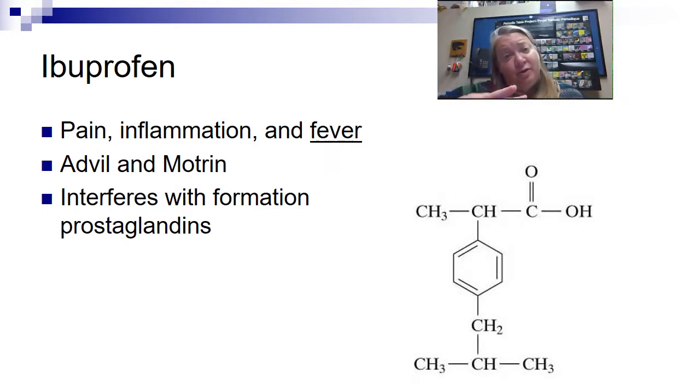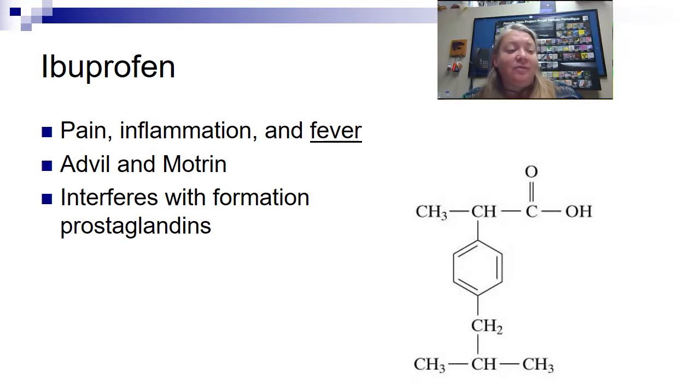Ibuprofen is the third pain reliever that we want to talk about. This one is a pain reliever. Okay, so what's the term for pain reliever? It is an analgesic. It deals with inflammation, so it's an anti-inflammatory, and it can reduce fever, so it's called an antipyretic. It does all three. Advil and Motrin are your common brand names for ibuprofen, and it's very similar to aspirin in that it interferes with the formation of prostaglandins.